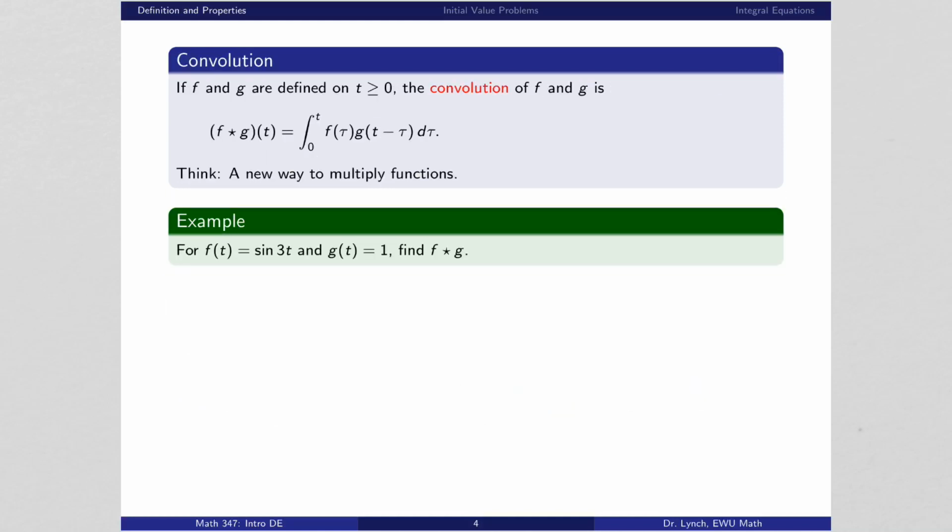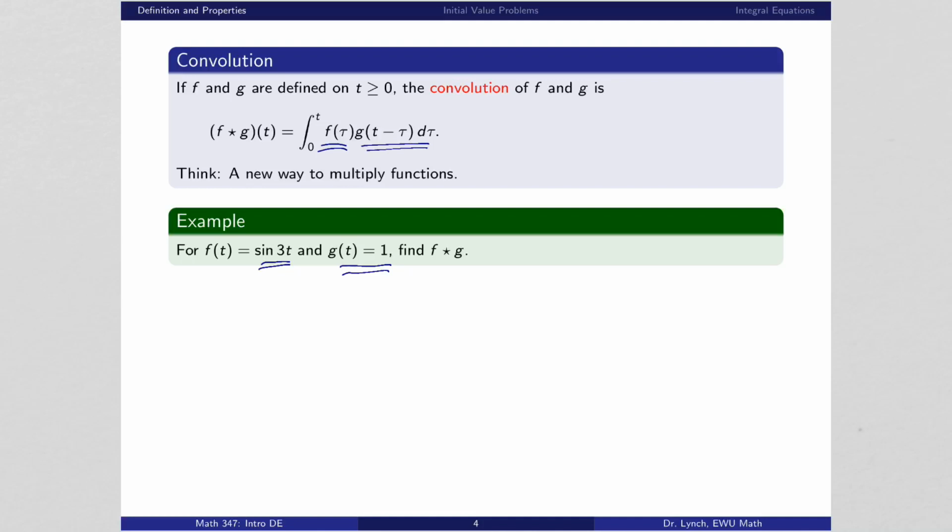Okay, so start with a definition of a convolution. The convolution is an operation that's defined when f and g are defined for t greater than 0. So f convolution g, f star g, is an integral. It's the integral of f of tau, g of t minus tau, d tau. You can think of this just as a new way to multiply functions. So here are two perfectly good functions, sine of 3t and 1. Let's go ahead and find f star g for these two functions.